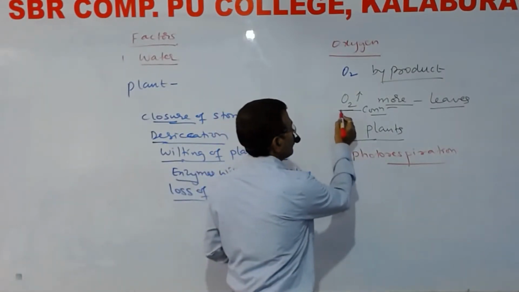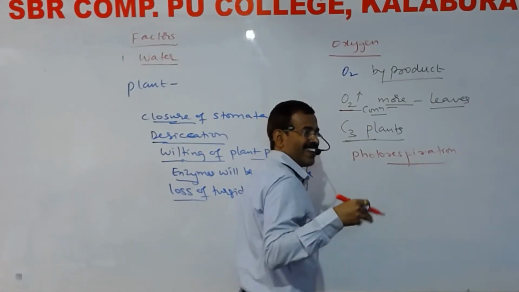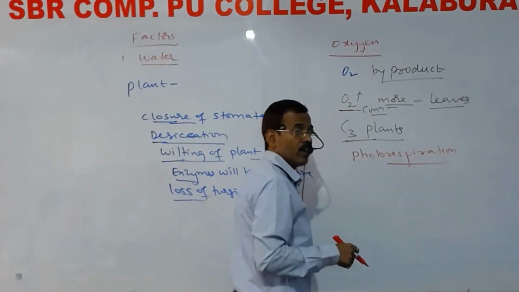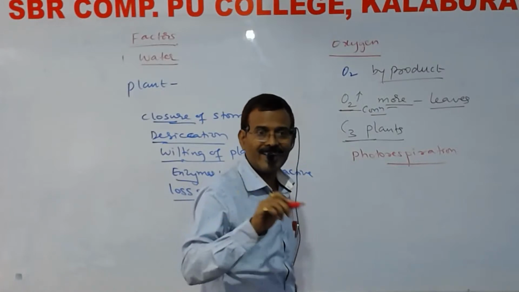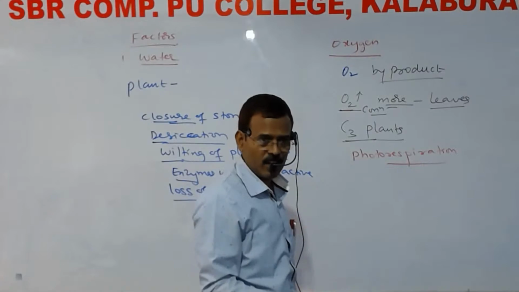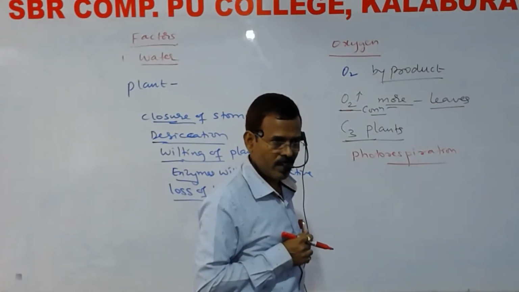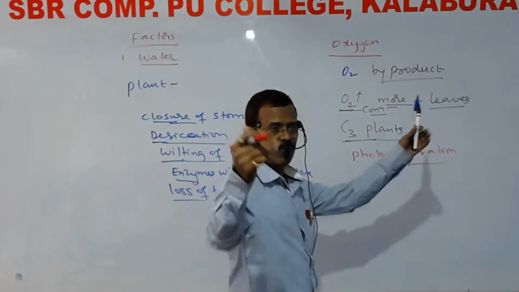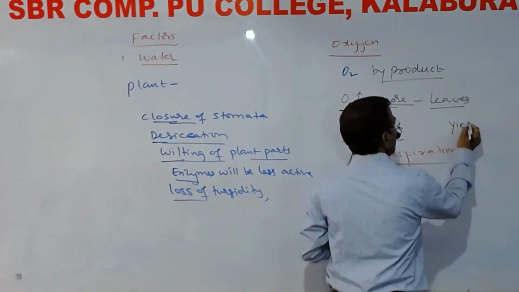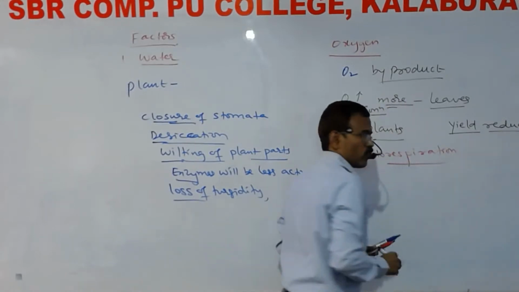If oxygen concentration is more, definitely Rubisco, instead of acting as RuBP carboxylase for fixing carbon dioxide, starts fixing oxygen and acts as RuBP oxygenase. That is the initial step in photorespiration, which we have learned recently. So it favors photorespiration. Thereby photosynthetic yield will be reduced because of photorespiration.